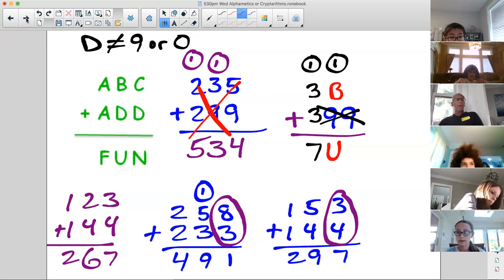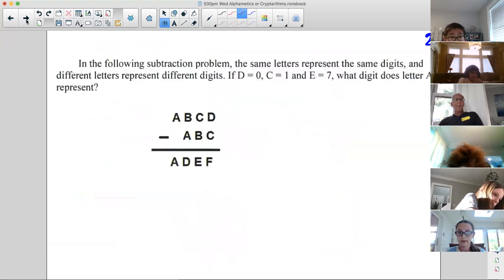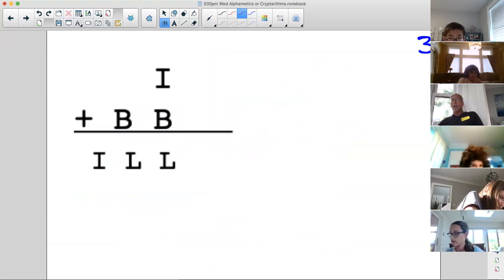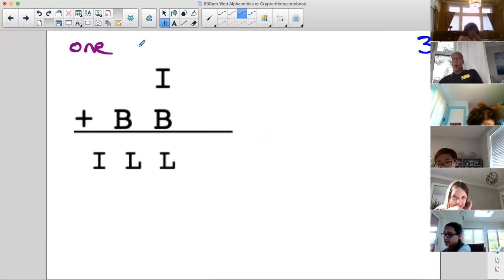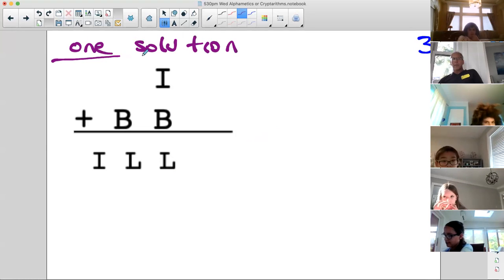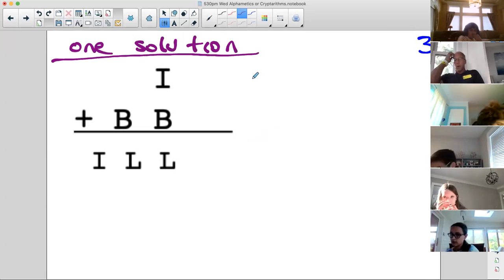Good. Now, guys, I'm going to give you another challenge here. You can continue working on that during the week. This is a one solution problem, and I love this one. One solution problems are more difficult. This one happens to be a little easier because there aren't a lot of digits.